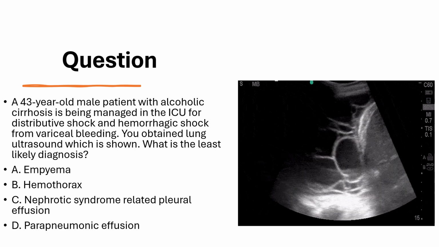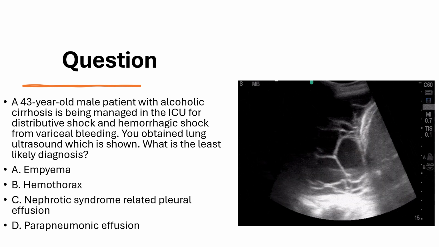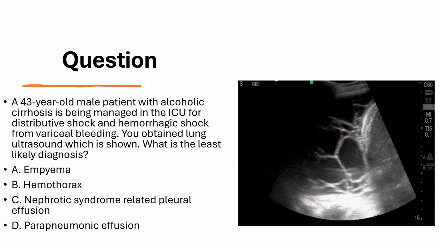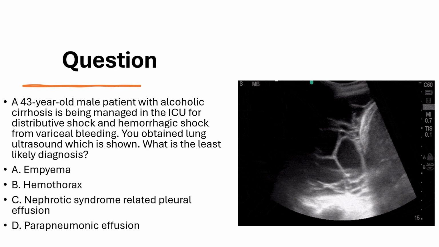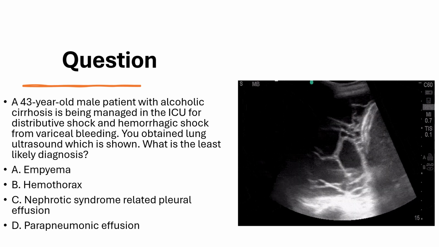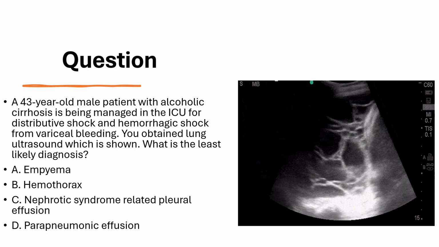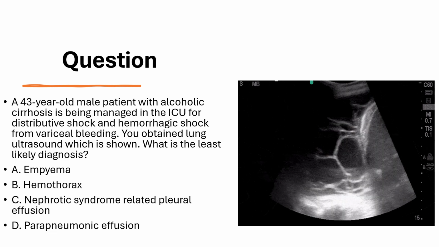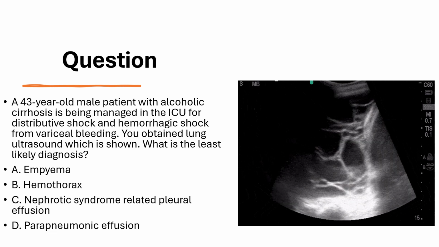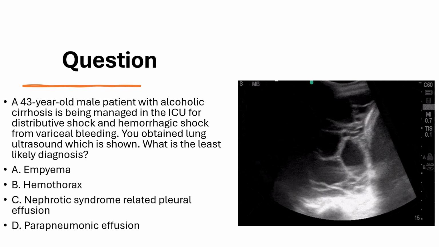Let's review this image. On the right part of the image, you see either a liver or a spleen and a diaphragm. We see that the effusion is not a simple anechoic effusion, but rather has a lot of fibrous strands, which strongly goes against nephrotic syndrome, which is typically a transudative or non-inflammatory effusion and not associated with any fibrous strands or any complex features. And again, this was a question about what is the least likely diagnosis. Empyema, pneumothorax, and parapneumonic effusions can all look like this because they're all exudative and inflammatory effusions.